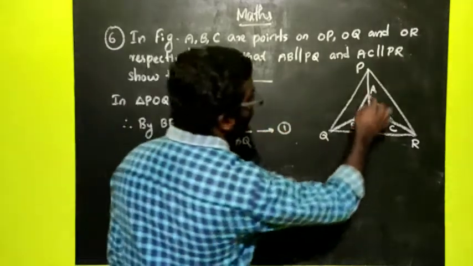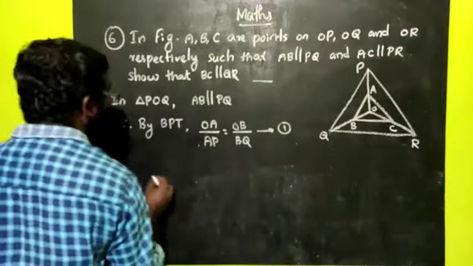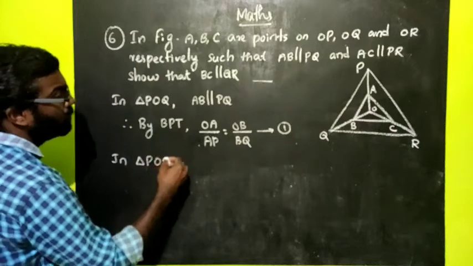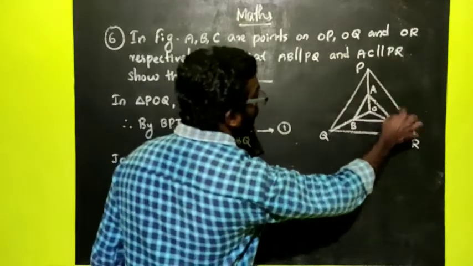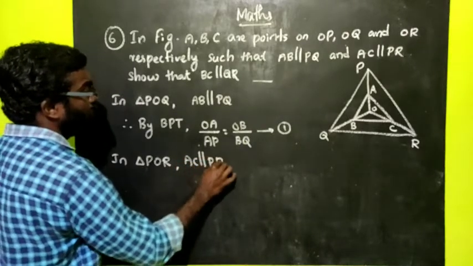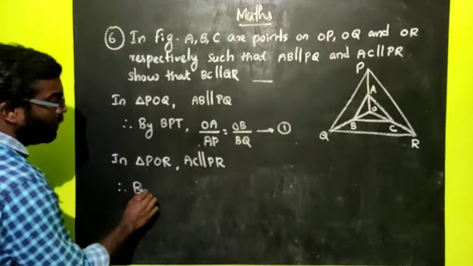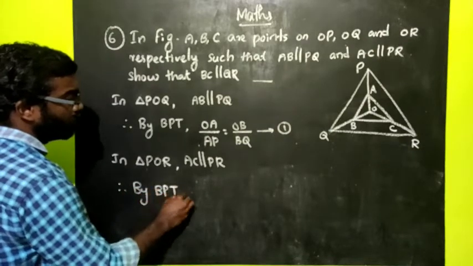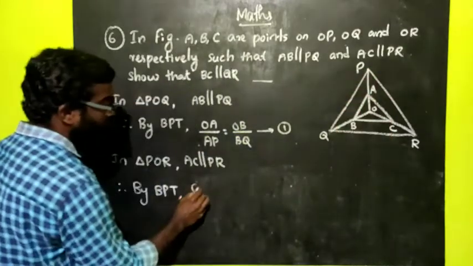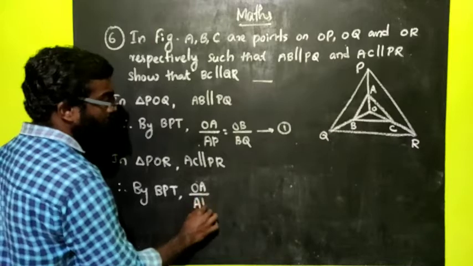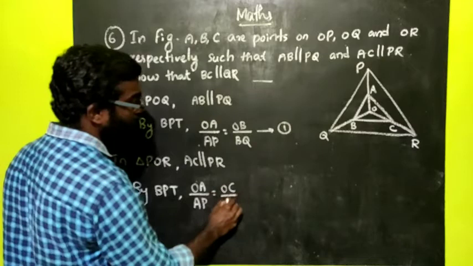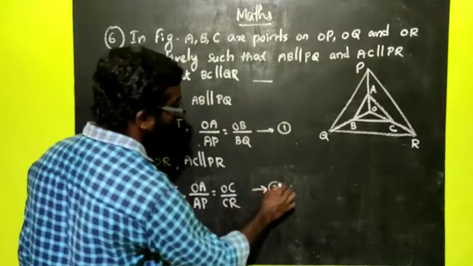Then take the next triangle POR. So in triangle POR, AC is parallel to PR. Therefore, by BPT, we can write OA by AP equal to OC by CR. Take it as equation number 2.